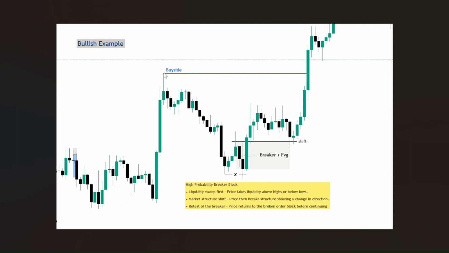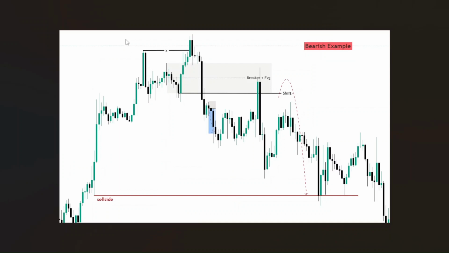So for your target, you want to target the buy side liquidity or the swing high, which is where liquidity is being held right now. So you want to trade back into that, and then you want to place your stop loss just below the breaker block and fair value gap. As simple as that. So this is a bullish example. Okay, let's see a bearish example.